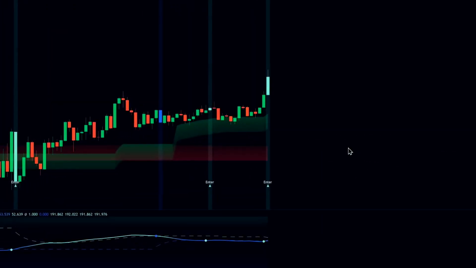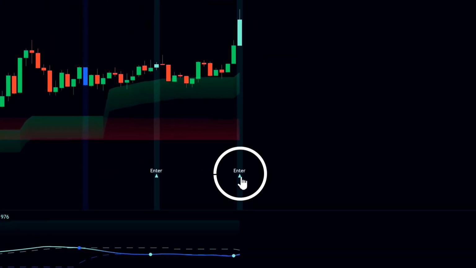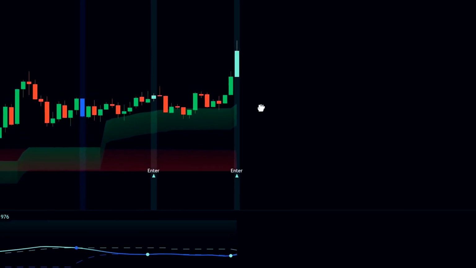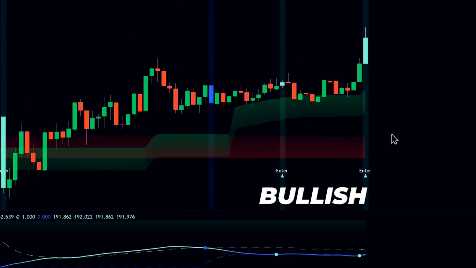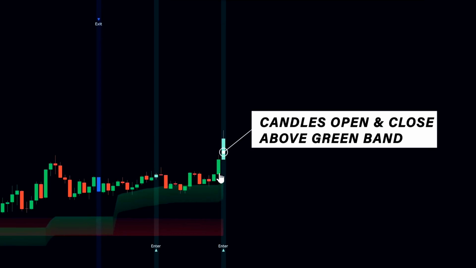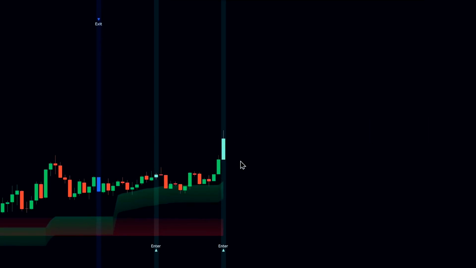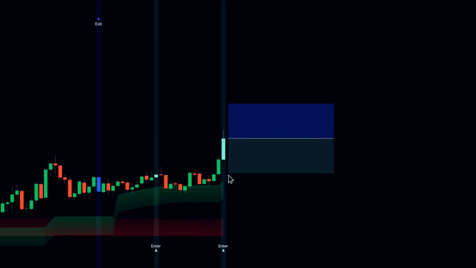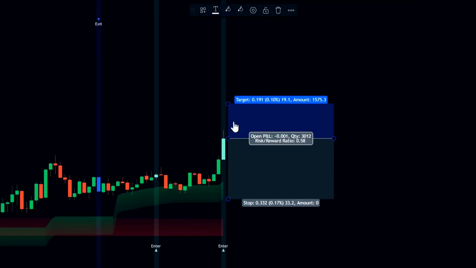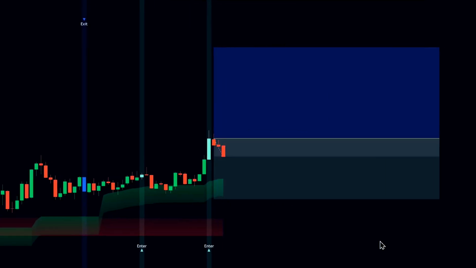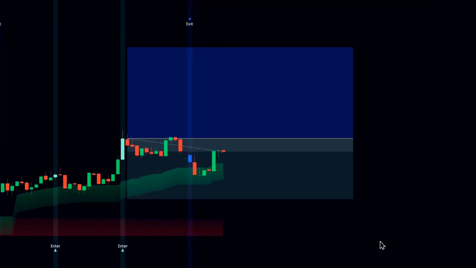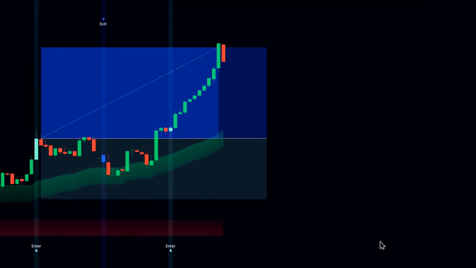Here's how to enter a long trade. Wait for the oscillator to print a long signal. Confirm by the enter label. Ensure it appears in a bullish trend, green band above red. Then check that the last 3 candles opened and closed above the green band. Enter the trade, set your stop loss below the green band, and aim for a risk-reward ratio of 1 to 1.5. Let the trade run. And as you can see, this approach works.